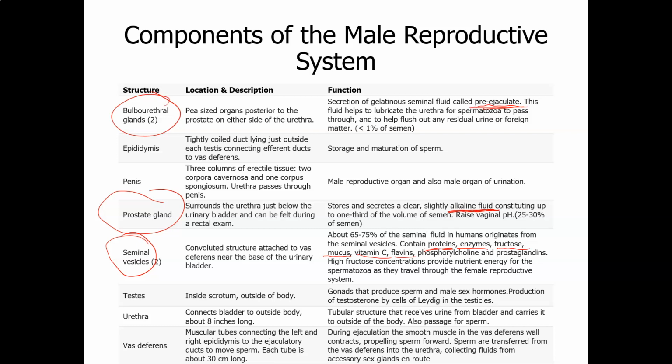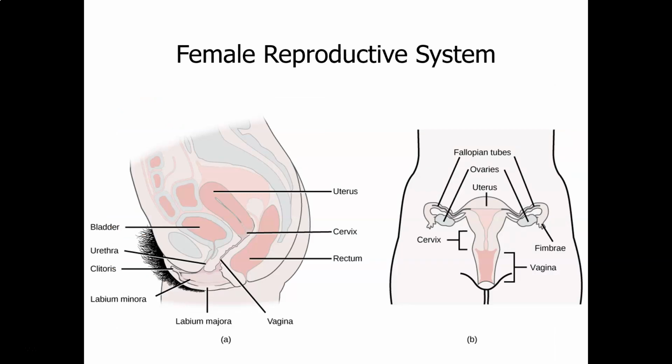And then the female reproductive system, basically what happens is this: you have eggs produced in the ovaries. The egg travels through the fallopian tubes, and if a sperm is released into the female reproductive tract, the egg is fertilized in the fallopian tubes. So the egg is fertilized somewhere in here.